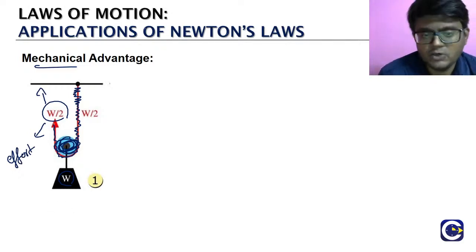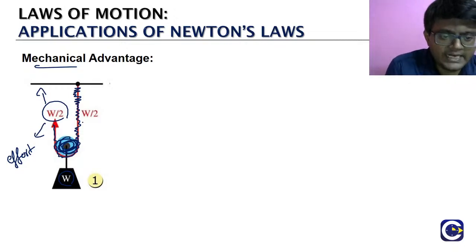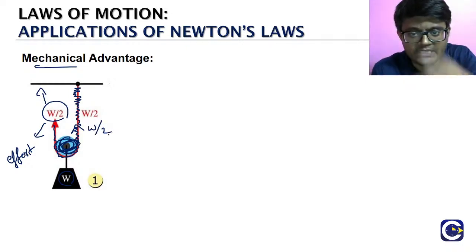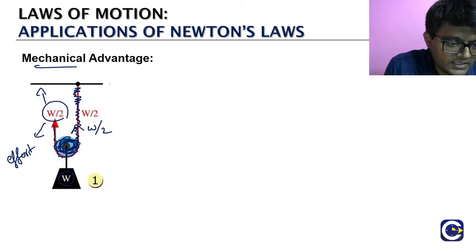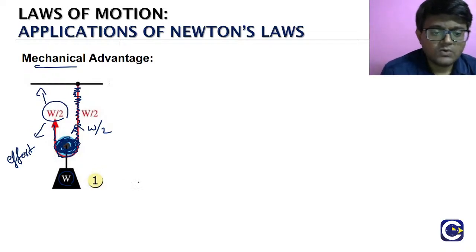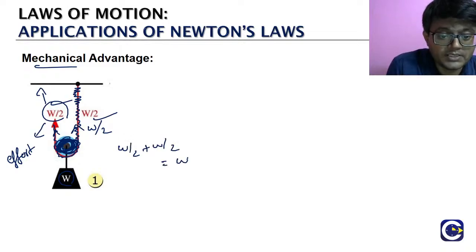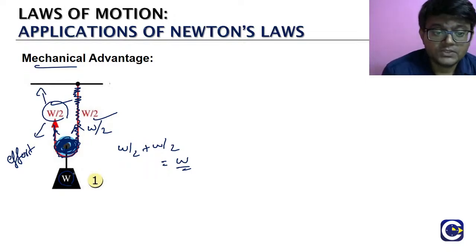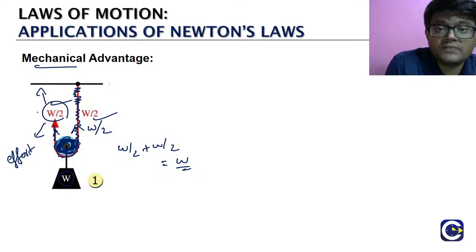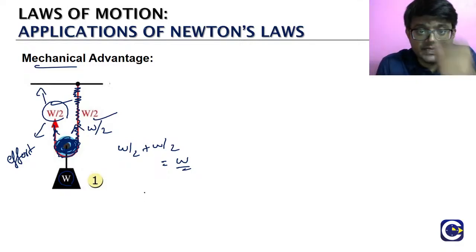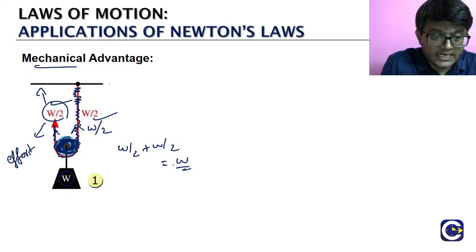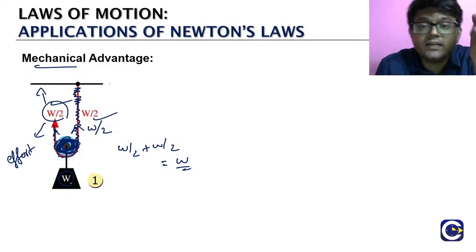If you apply an effort of W by 2, the tension will be the same everywhere in the rope, right? So on this side what will be the tension? W by 2 only, right? Because everywhere in the rope the tension will be the same. Now look at the pulley situation. What is the pulley situation? There is an upward force of how much? On this side W by 2 and on this side W by 2. Totally, W by 2 plus W by 2 is W. So the pulley connected to the weight, by simply applying an effort of W by 2, because of this arrangement, we are able to lift a weight W.